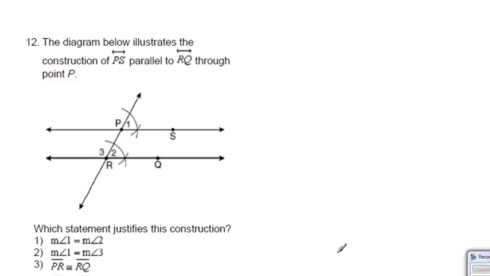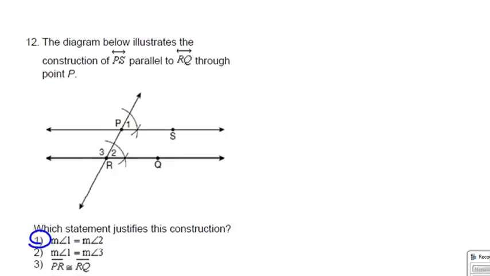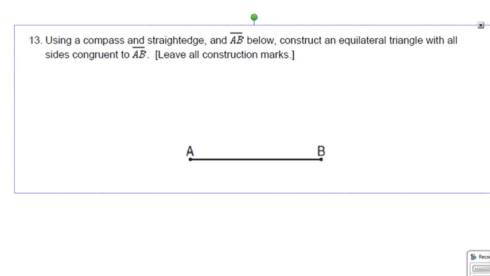All right, let's move on to number 12 here. We see two lines with the construction of corresponding angles. Then, which statement justifies this construction? It must be angle 1 and angle 2 are congruent, which would be this one. And yeah, that's about it. Yes. Let's move on to number 13.